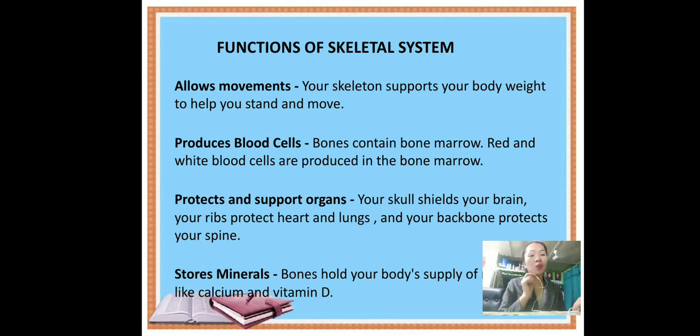Third one is protect and support organs. It supports our organs. Your skull shields your brain, so your skull shields your brain for its safety. Your ribs protect your heart and lungs. And your backbone protects your spine. Those are the things it protects inside our body.